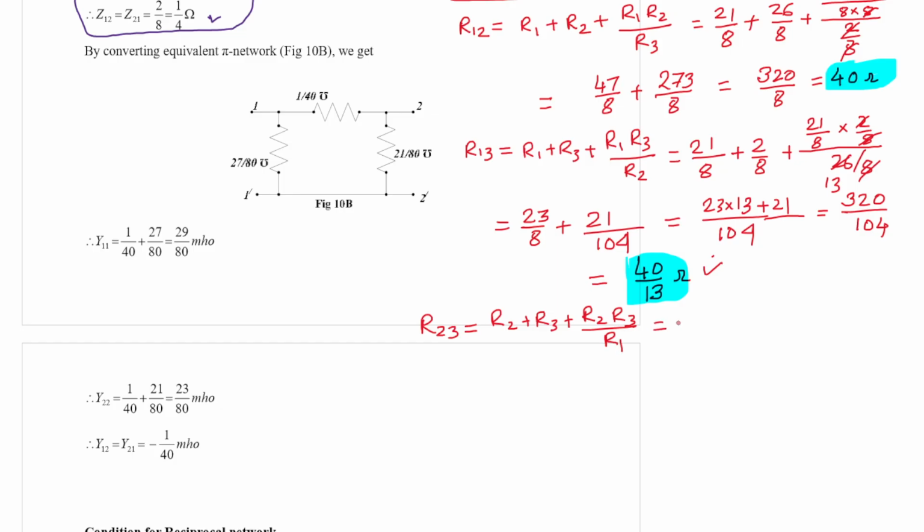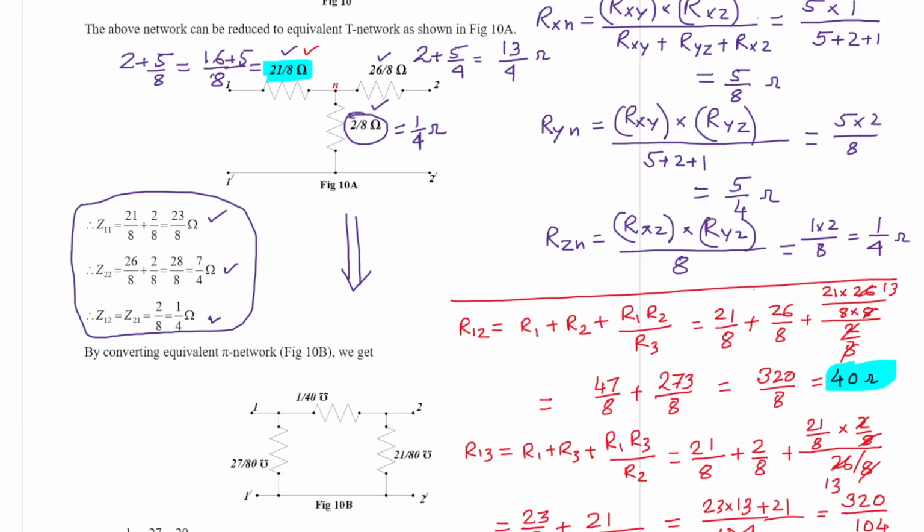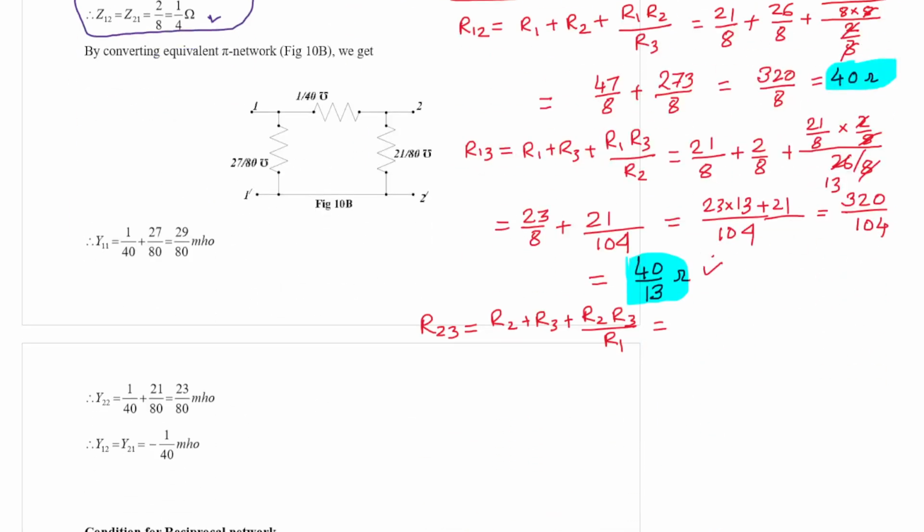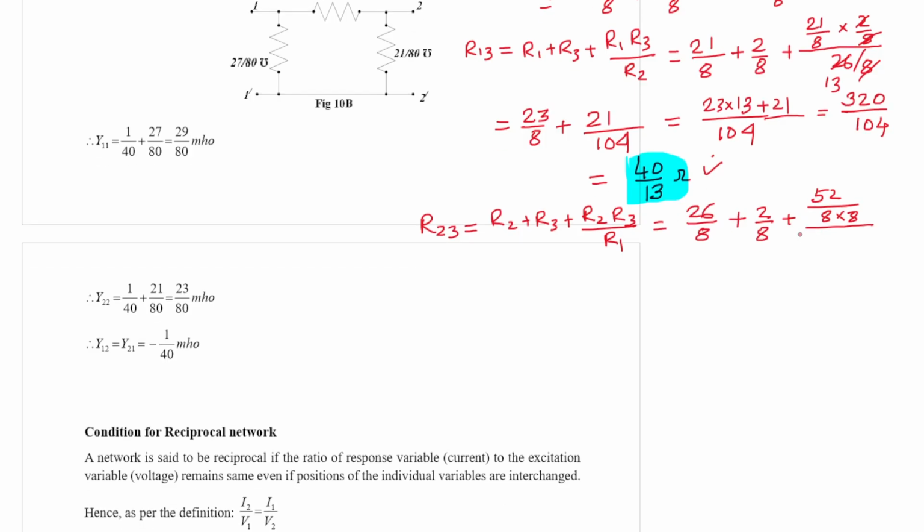So what is R2? R2 we have 26 by 8. Plus, what is R3? R3 is equal to 2 by 8 plus 26 into 2, that means 52 by 8 into 8, divided by R1. What is R1? R1 is nothing but 21 by 8.